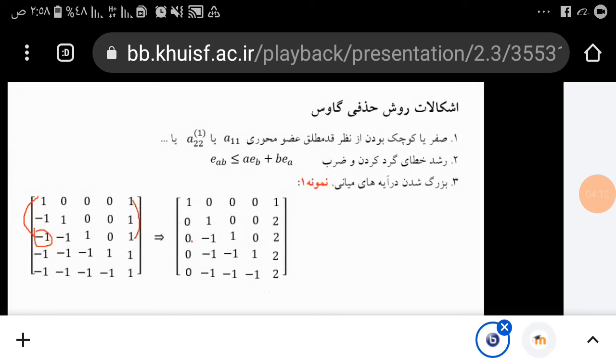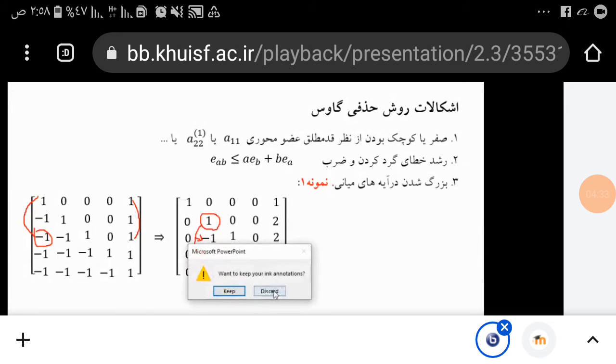Again, we use this pivot element and use that to make this one, this one, this one 0. There is some problem.